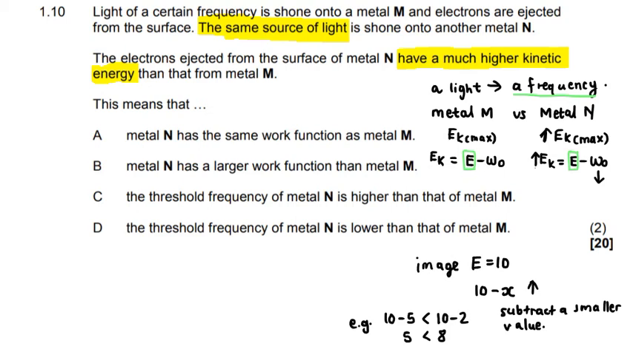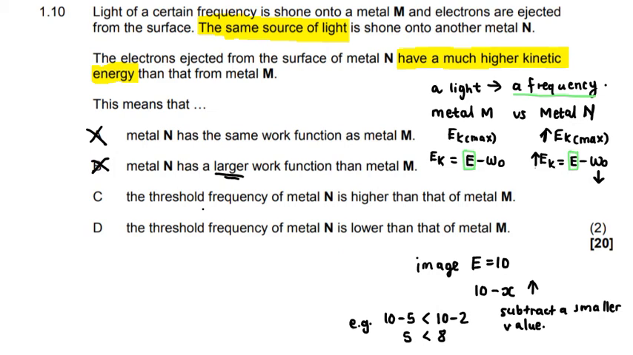All right, so now let's go to the options. Option B says that metal M has the same work function as metal N. No, that's wrong. Option C says metal N has a larger work function than metal M. Larger? No, it can't. Like I said, metal N has to have a lower work function. So this word larger is a problem. No, you're wrong.